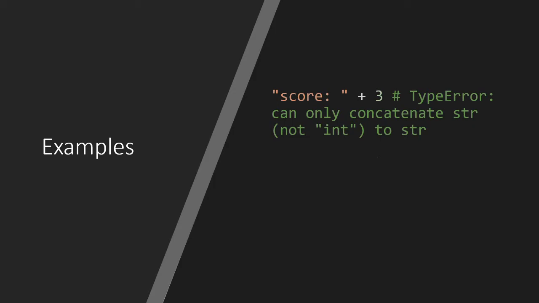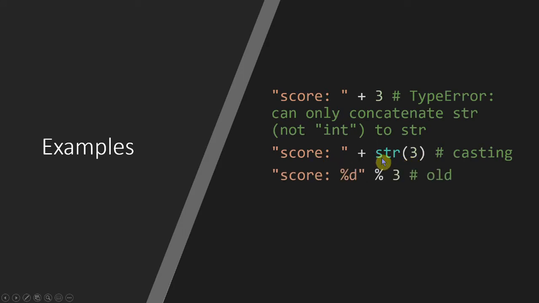The reason is that here, instead of being an addition sign, it's a concatenation sign, which is where you join score and 3. And you can't do that because you can't add strings and integers, but instead you can cast 3 to a string, and in that way you can add them.